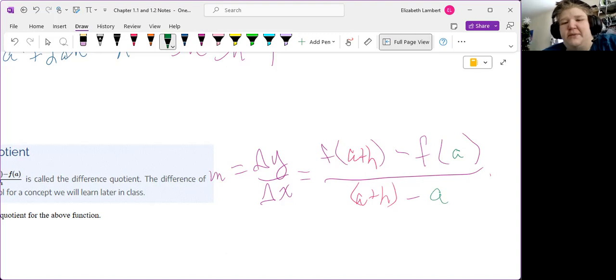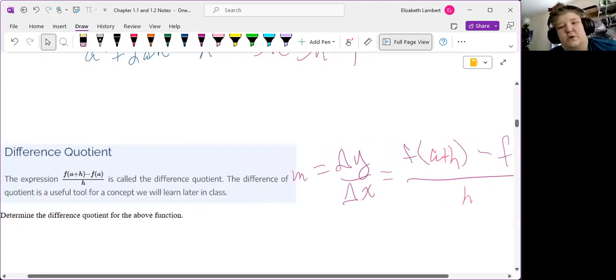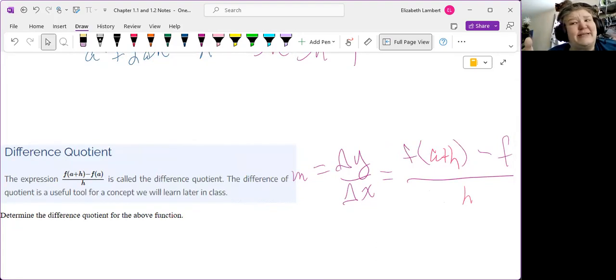Well, I actually have some like terms on the bottom. So a minus a is 0. 0 plus h is h. So we're actually just going to end up with, I'm just going to erase, h. And look back, there's the difference quotient. So it's a very fancy name, a whole ugly, disgusting fraction, but all it really is is the slope between 2 points. You guys have been doing slope for years, hopefully. Maybe not recent years, but it's in there. So that is what we're going to calculate next. Determine the difference quotient for the above function.